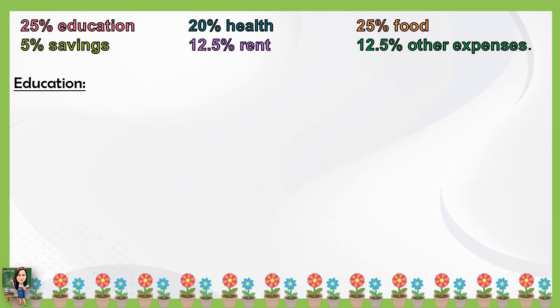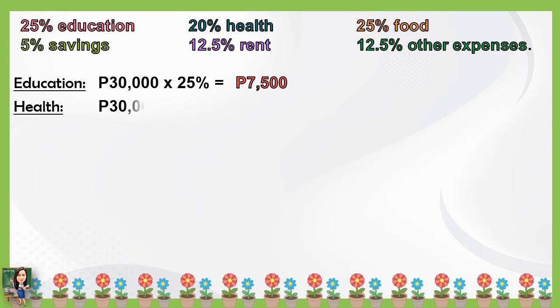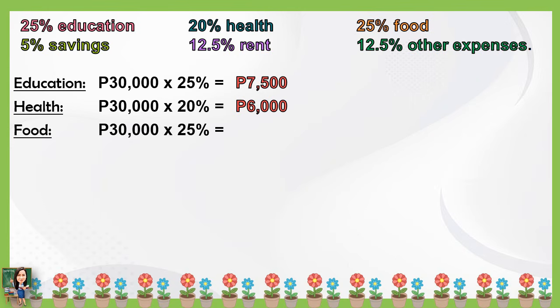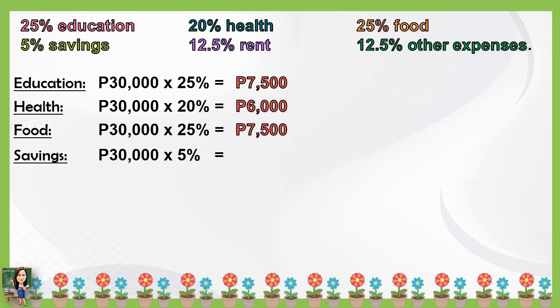For education, multiply the monthly income, 30,000 times 25% for education equals 7,500 pesos. Health, 30,000 times 20% for health equals 6,000 pesos. Next, food, 30,000 times 25% for food equals 7,500.